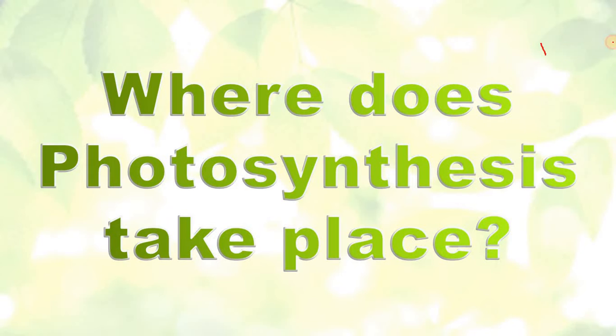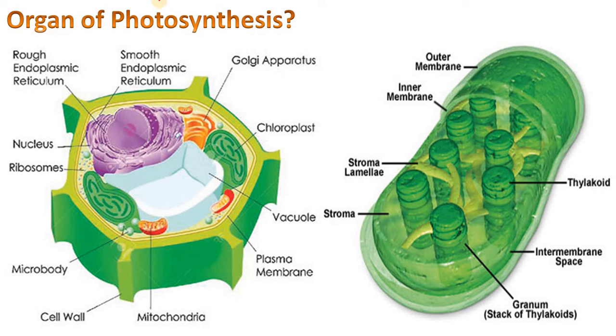So where does photosynthesis take place? It is a question. Let's see. All of you know that the plastid, or the chloroplast, is the site of photosynthesis. It is the basic structure of the chloroplast. It has an outer membrane, an inner membrane, stroma lamellae, thylakoid, intermembrane space, grana, and stacks of thylakoids.